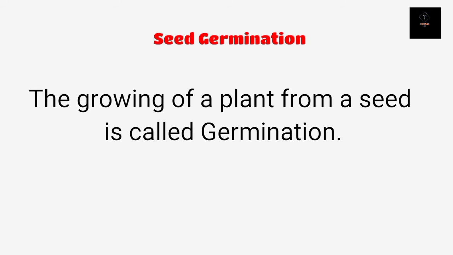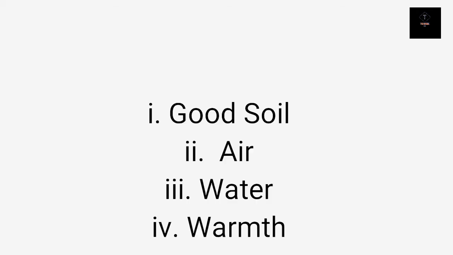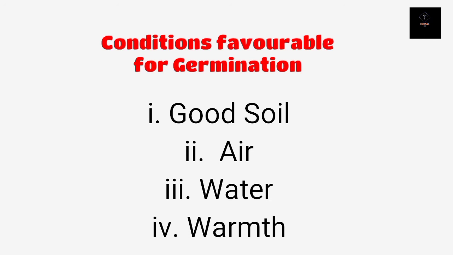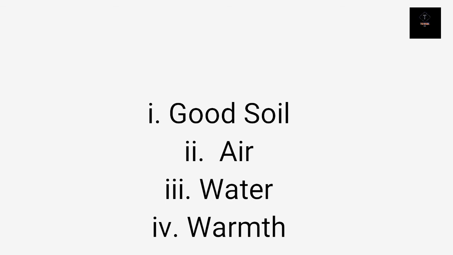So here you have to see what seed germination is. The growing of a plant from a seed is called germination. For germination you have to see what the favorable conditions are. There are a lot of favorable conditions, like good soil, air, water, and warmth. Air is needed by the seed to breathe, and warmth makes the seed active as water softens the food inside, and water also softens the seed coat so that the baby plant can break open the seed coat and come out. So you have to memorize these four.